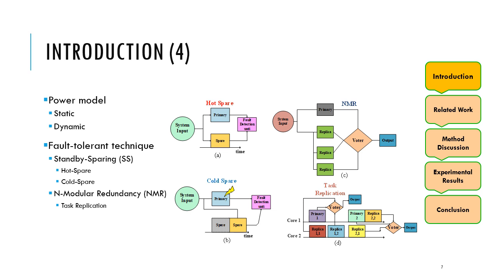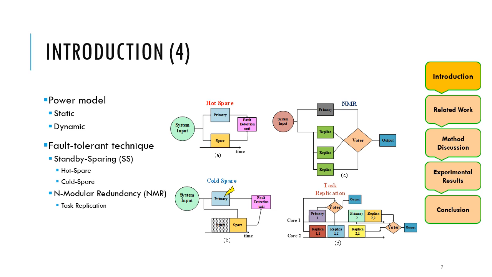In the hot standby sparing, the primary and the backup units are both set up together, and if a fault occurs in the primary unit, the backup unit immediately begins to execute tasks. But in the cold standby sparing method, the backup unit is off until a fault happens in the primary unit, and after that, backup unit starts to execute the tasks. The switching time between primary and backup units in the cold standby sparing method is longer than in hot standby sparing.